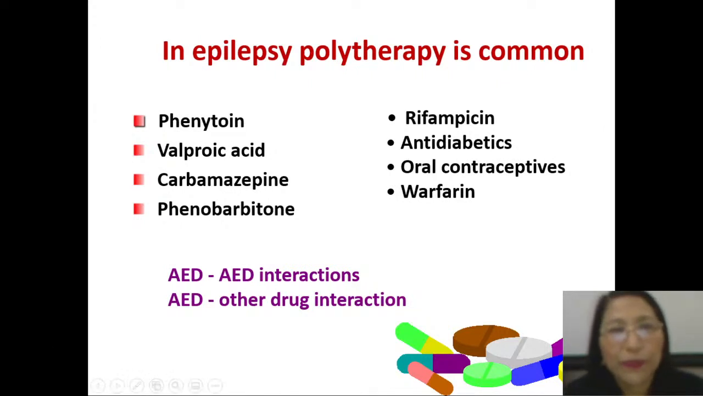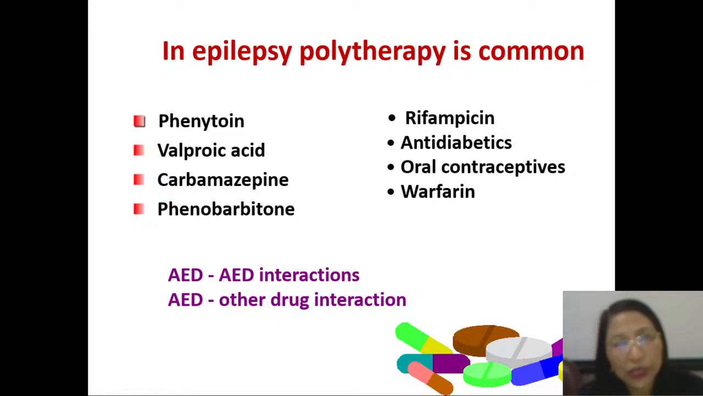So there can be antiepileptic drug interaction with another antiepileptic drug, or between an antiepileptic drug and another drug, whichever condition the patient has and whichever drug the patient is having. And so you have to take into consideration the polytherapy in case of epilepsy also while monitoring the plasma levels.